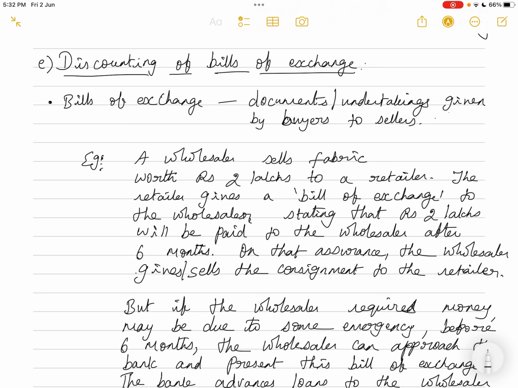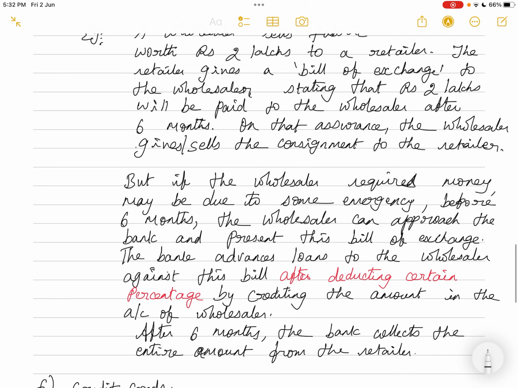What is the date of maturity? Before that, the retailer has to pay the amount to the wholesaler. On that assurance, the wholesaler sells the consignment to the retailer. But maybe it is not possible for the wholesaler to wait for 6 months. Suddenly some emergency occurs, so the wholesaler needs the money immediately. So what can he do? If the wholesaler requires money before 6 months, he can approach the bank and present this bill of exchange.